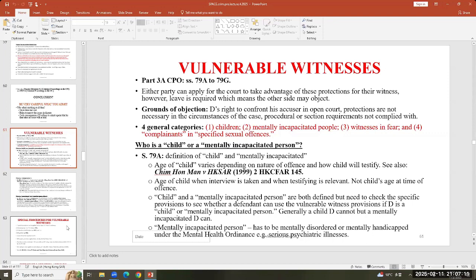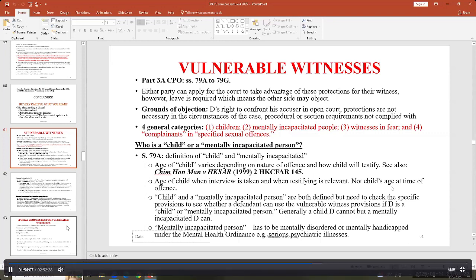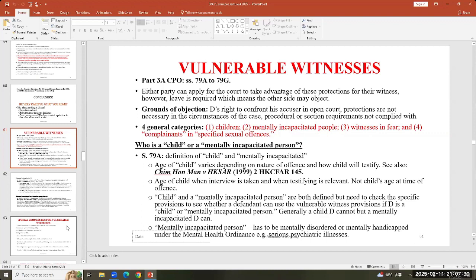You can look through the statutory definitions to see how the various different categories of vulnerable witnesses are defined. Just bear in mind that a defendant does not qualify as a child under these provisions. So if the defendant is of young age, they are not permitted to give their evidence by way of these procedures. On the other hand, if they're mentally incapacitated, the defendant may be able to use that himself.